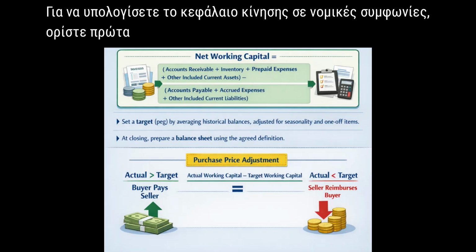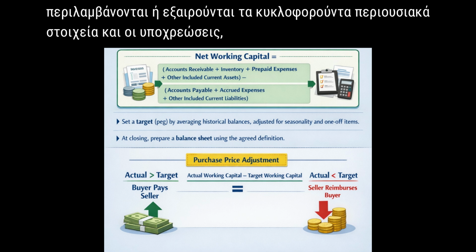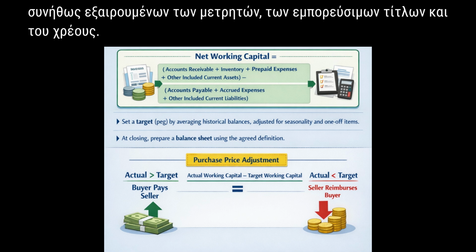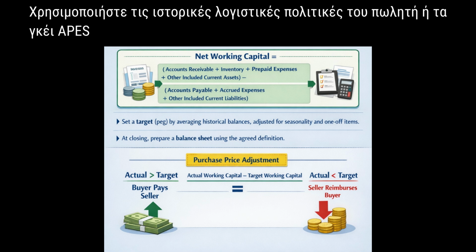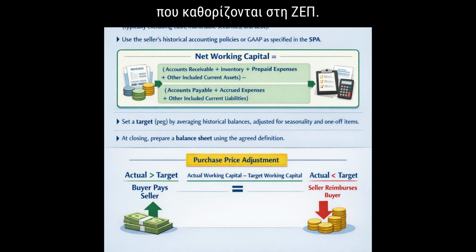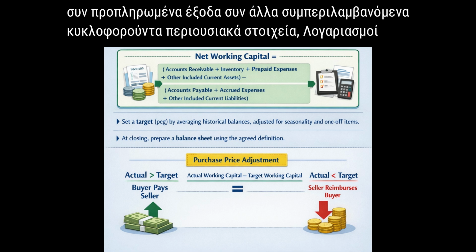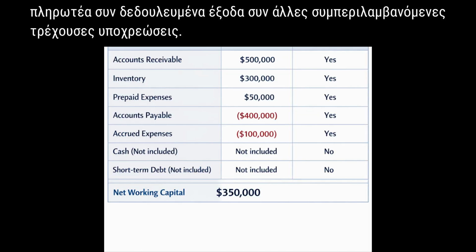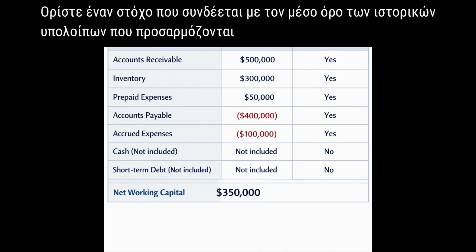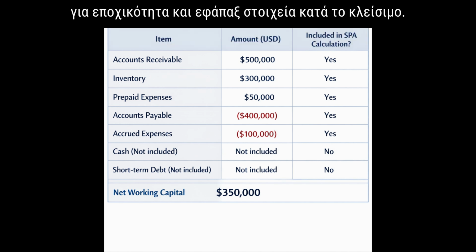To calculate working capital in legal agreements, first define which current assets and liabilities are included or excluded, typically excluding cash, marketable securities, and debt. Use the seller's historical accounting policies or GAAP as specified in the SPA. Apply the formula: net working capital equals accounts receivable plus inventory plus prepaid expenses plus other included current assets, minus accounts payable plus accrued expenses plus other included current liabilities. Set a target peg by averaging historical balances adjusted for seasonality and one-off items.